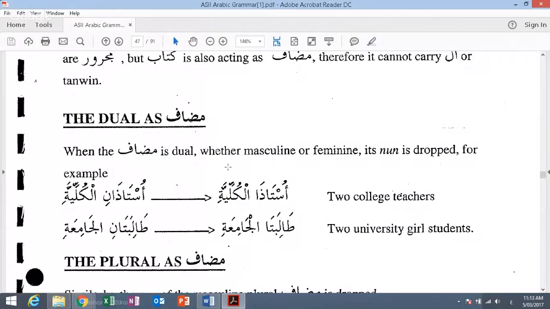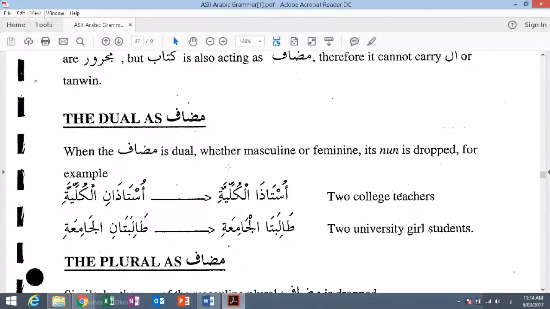Rajulani, for example, this is rafi case. Rajulaini, this is nasbi or jarri case. Clear? This is the i'rab of tasniya. And what about the i'rab of jama muzakkar salim? Waw and nun fatha, like Muslimuna, in rafi case. Nasbi and jarri case: ya and nun fatha, Muslimina. So this is nasbi and jarri case.